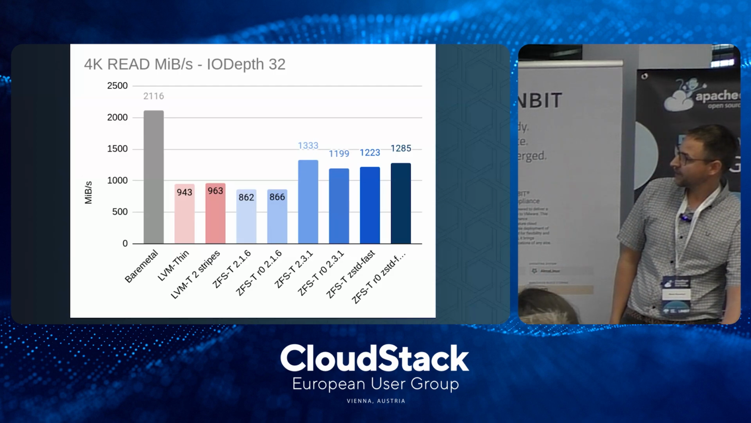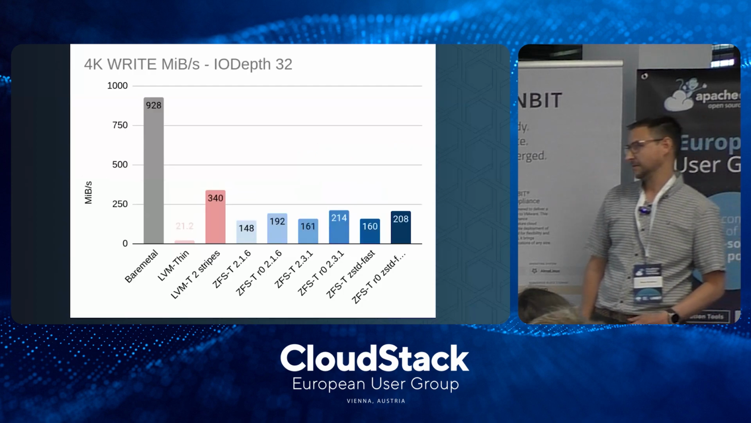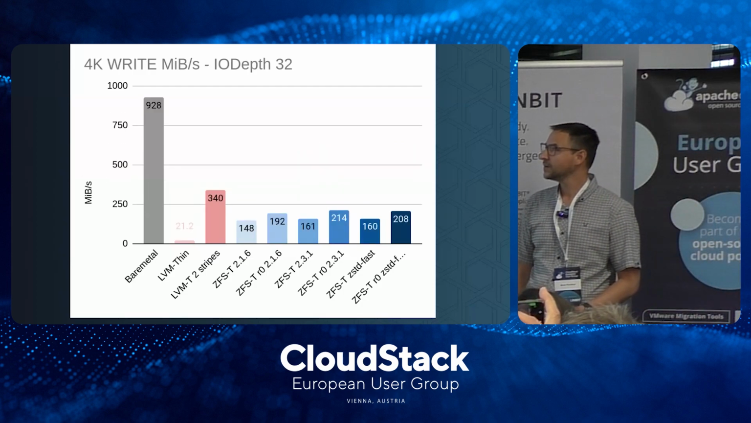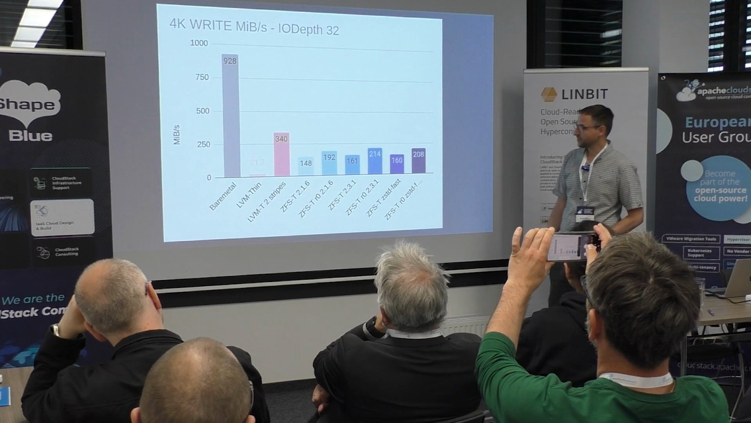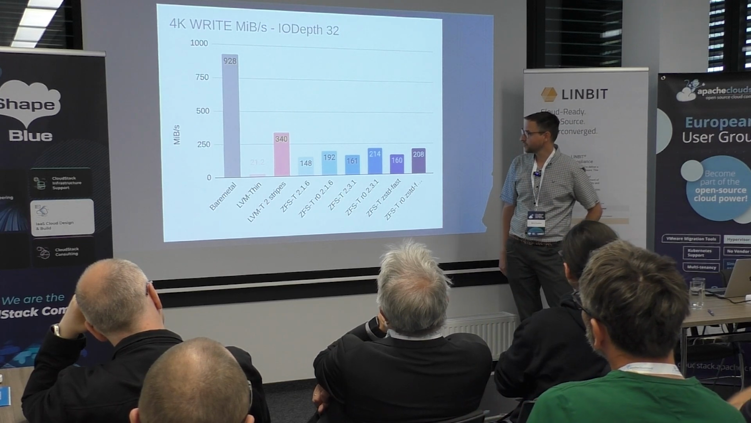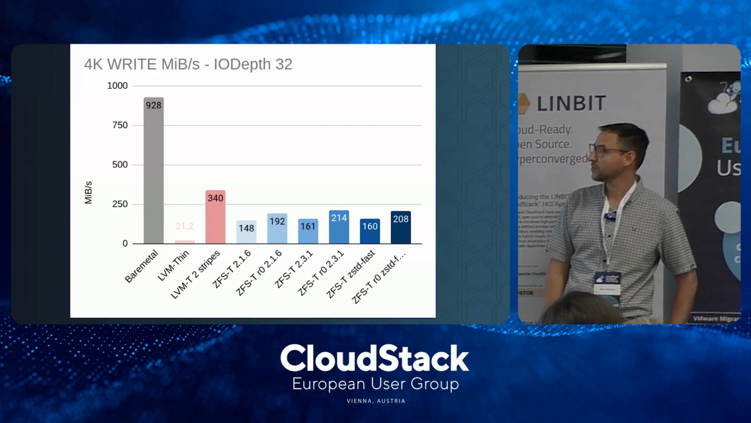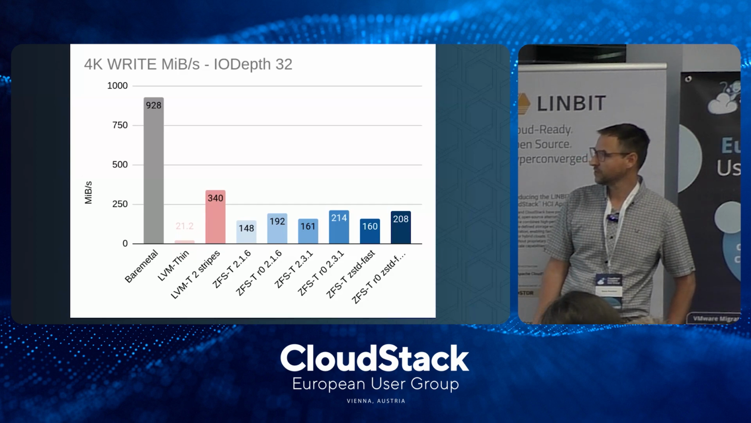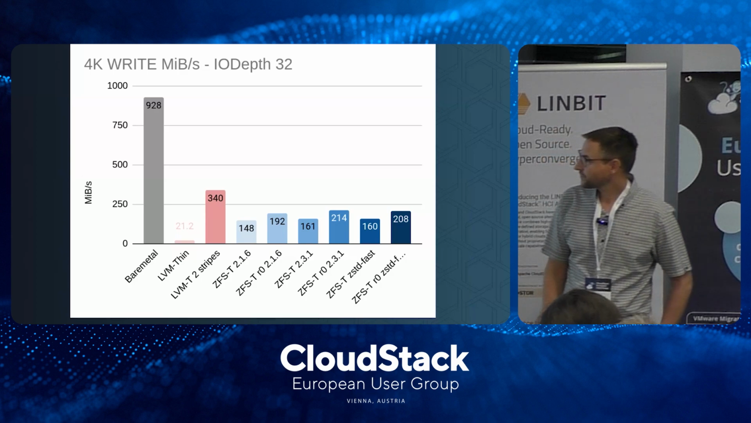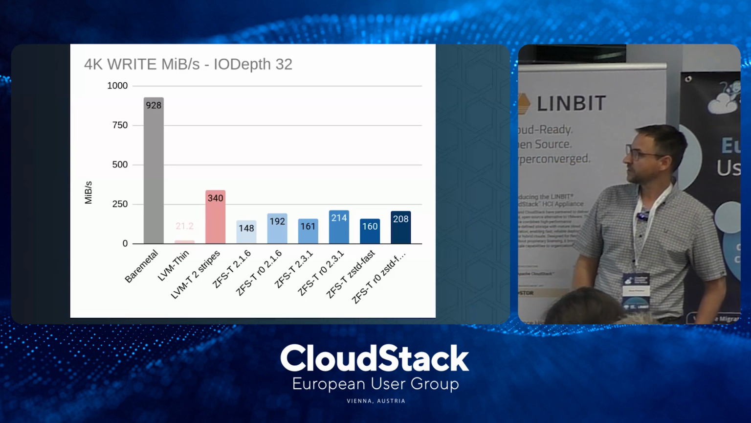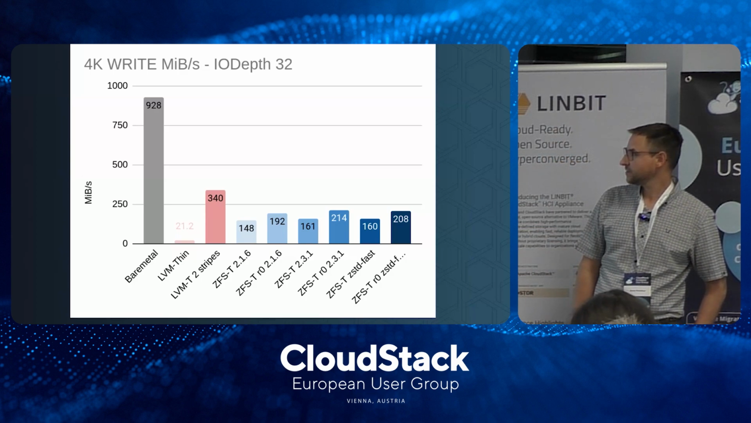So that's the read, and now the write. It's very surprising for me, and I ran the tests a few times, but LVM-Thin on a single drive is very badly behaved on 4K write. So maybe this writing of the metadata and the actual data is not very well queued. LVM2 stripes is in 4K the fastest here.